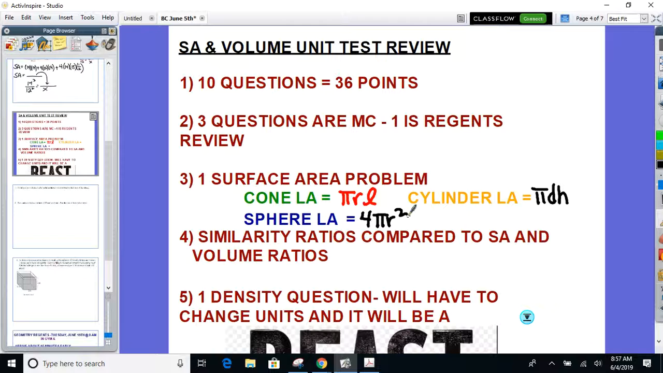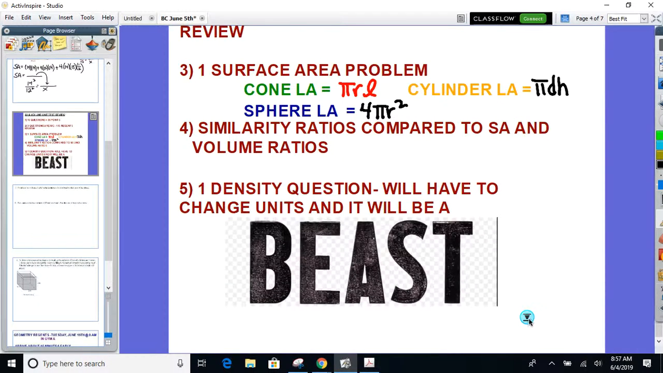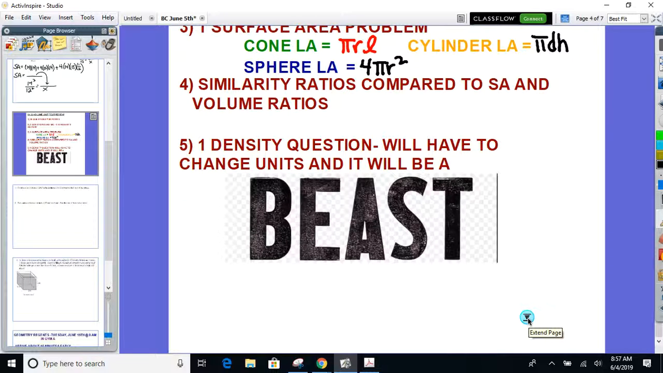And finally, yep, there's going to be one of those density questions. You're going to have to change the units, and I am coming strong with it. It is like, first, change the darn units, find the volume, find the mass, what's the price, how many can I buy? There's going to be a ton of stuff leading to the final answer. It will come strong tomorrow, so get mentally prepared for it.